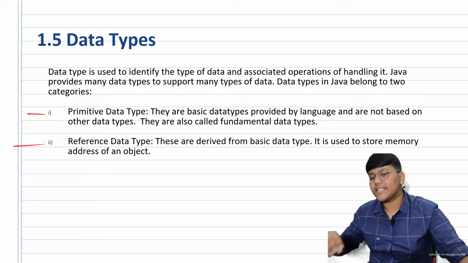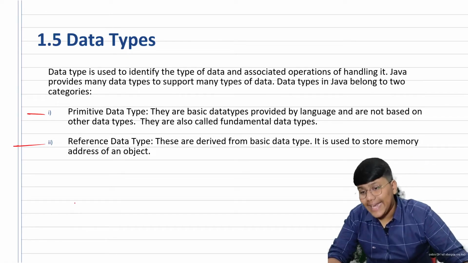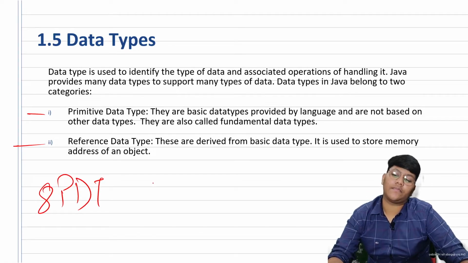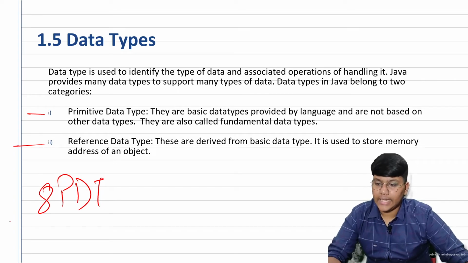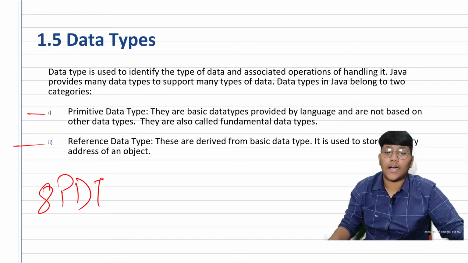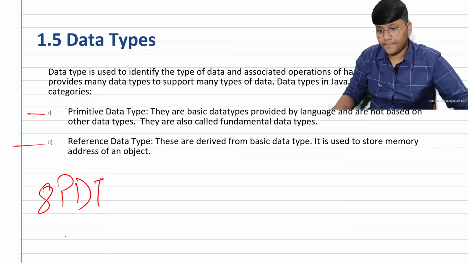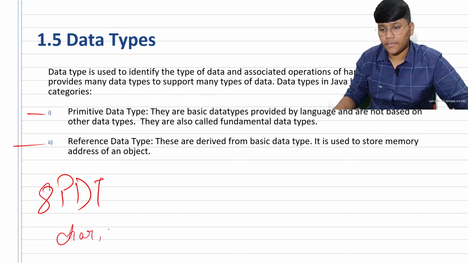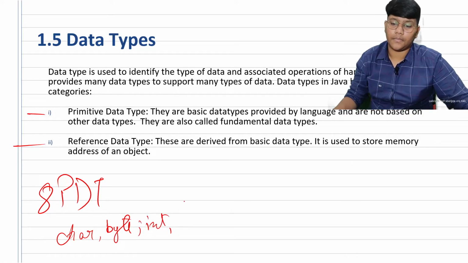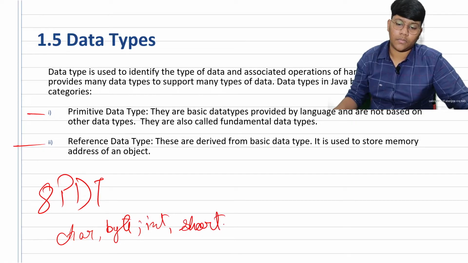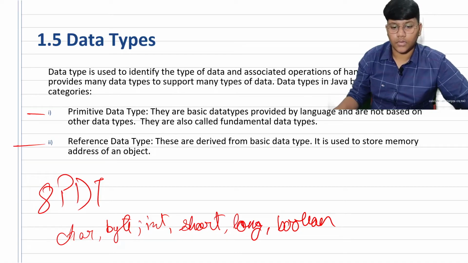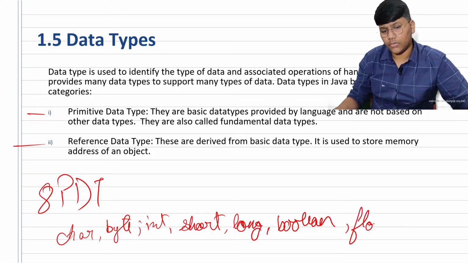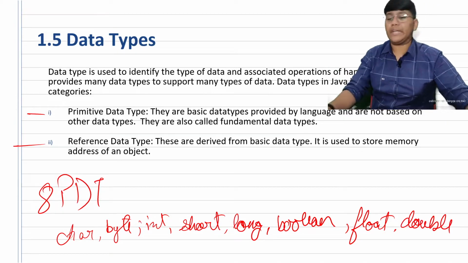Data types belong to two categories: primitive data types, of which there are 8, and reference data types, of which there are many. The 8 primitive data types are char, byte, int, short, long, boolean, float and double. These are the 8 basic or primitive data types.